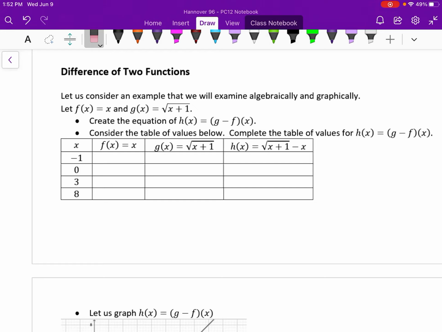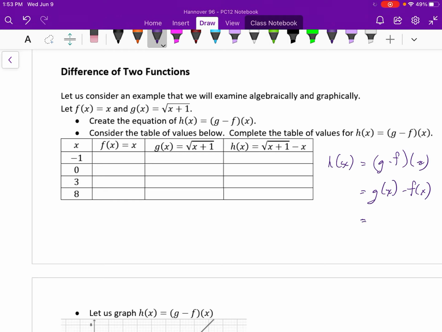minus f. Now, order does matter because we are subtracting. Just like 7 minus 1 is different than 1 minus 7. In functions, the order of subtractions does matter. So here we are. So to create the equation, now h of x is equal to g minus f of x. And we can rewrite this as the g of x minus the f of x.